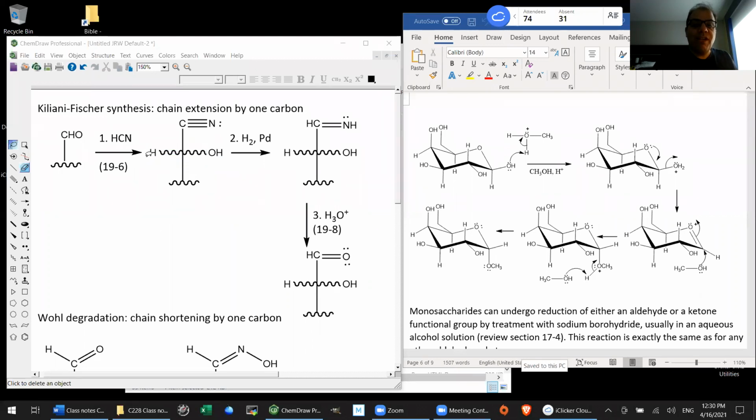That's why I'm using wiggly bonds over here. Once we have our cyanohydrin, we can reduce the nitrile with catalytic hydrogenation, and that will reduce it to the imine. So we're going from a triple bond to a double bond by catalytic hydrogenation. And we're familiar with catalytic hydrogenation. We understand that's a reduction reaction.